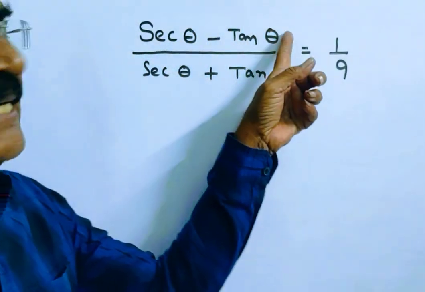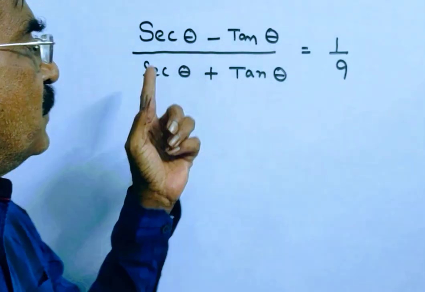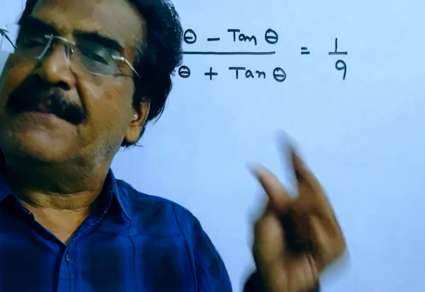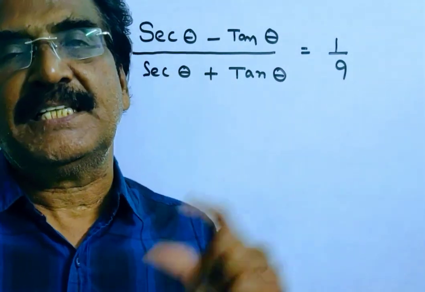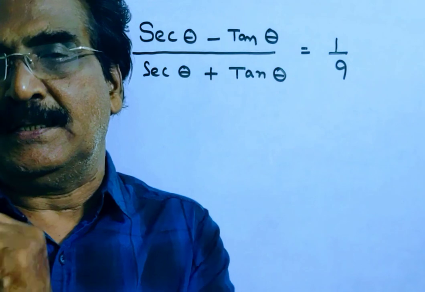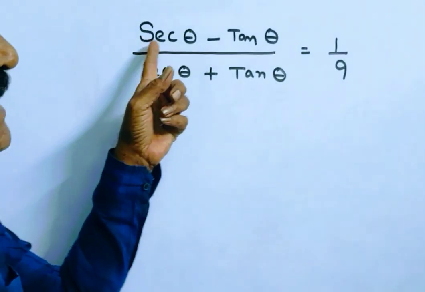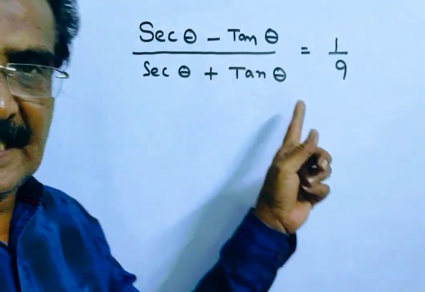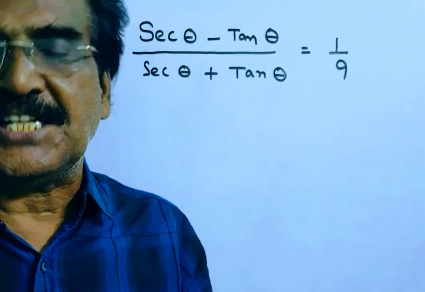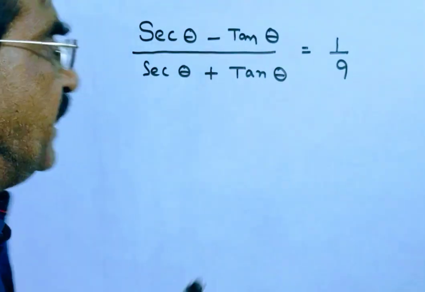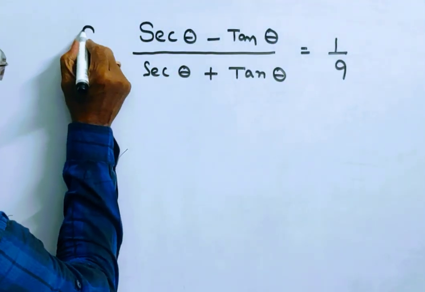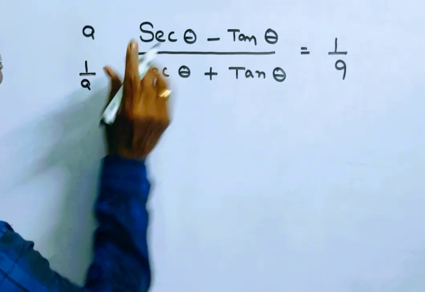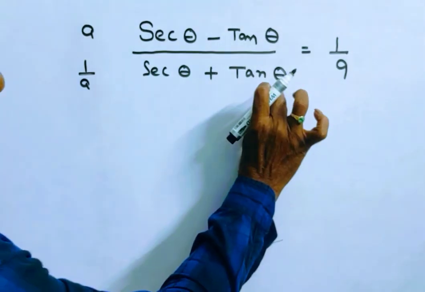Friends, (secant theta minus tan theta) into (secant theta plus tan theta) is equal to secant square theta minus tan square theta. Secant square theta minus tan square theta is equal to 1. So friends, secant theta minus tan theta and secant theta plus tan theta are reciprocal to each other. Say this is A, then this becomes 1 by A.